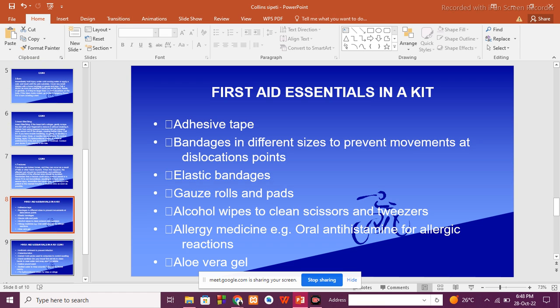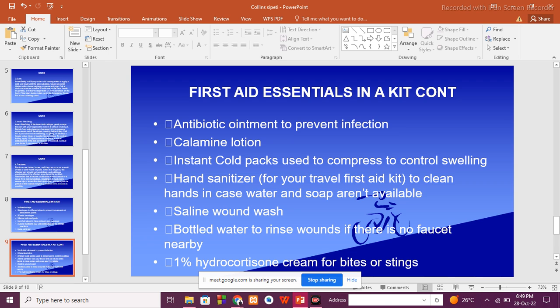The next one is, let's look at first aid essentials. What do you require when carrying out first aid? You need adhesive tape. Number 2, bandages in different sizes to prevent movements at dislocation points. Number 3, elastic bandages, gauze rolls and pads. Number 5, alcohol wipes to clean scissors and tweezers. Allergy medicines, e.g. oral antihistamine for allergic reactions. And aloe vera gel are some of the essentials you require.